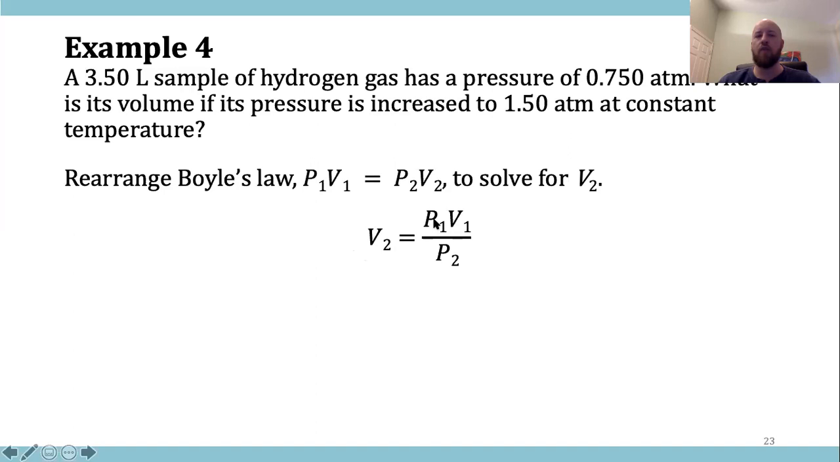Here we have a pressure, the 0.75. We have its volume at 3 liters. So what is the volume when we change it to 1.5 atm?